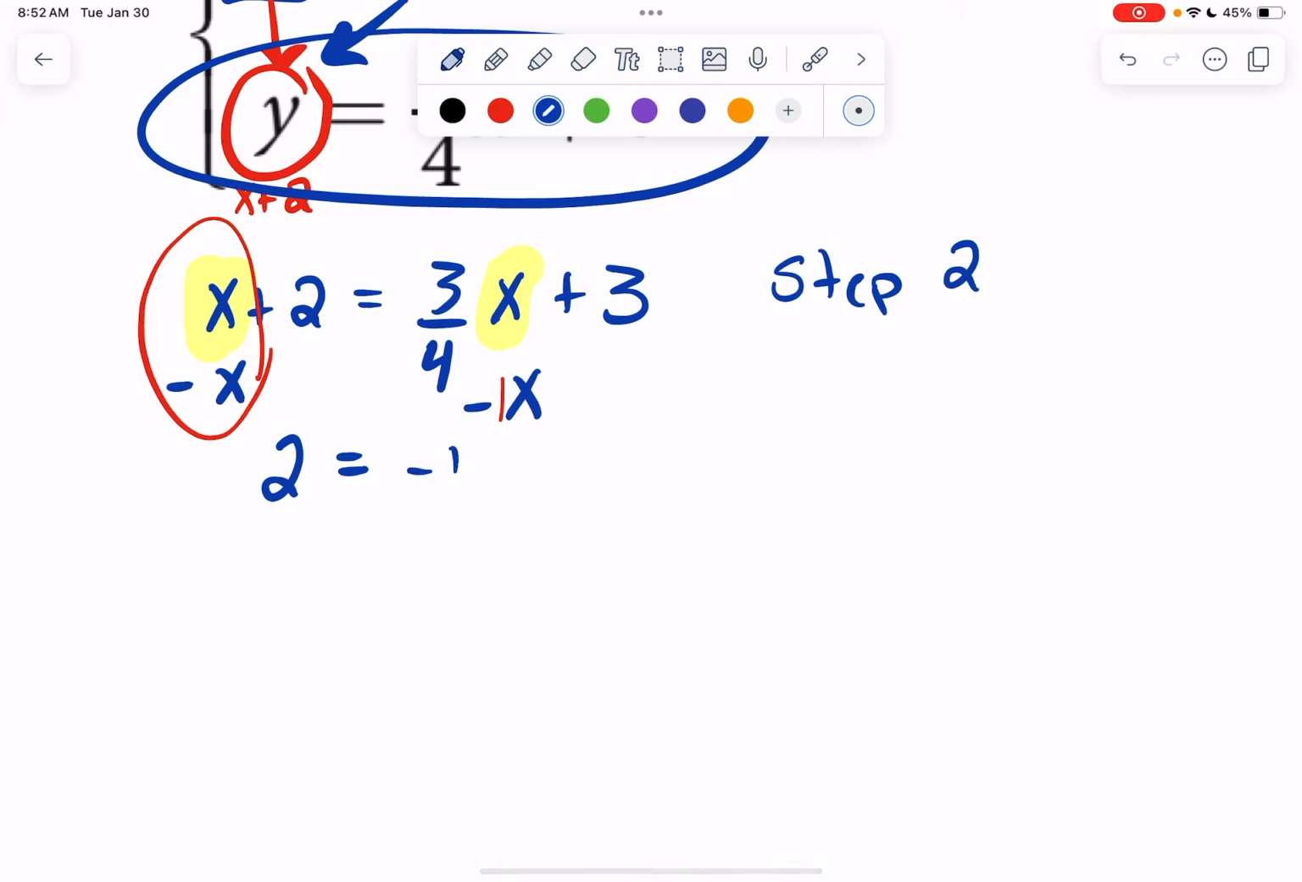Negative 1/4 x plus 3. Now again, we want to get this x right here by itself. I only have 1x now. So I'm going to subtract this 3 from both sides. 2 minus 3 is negative 1.